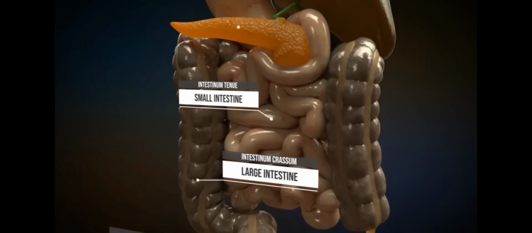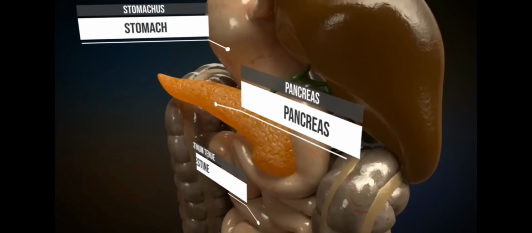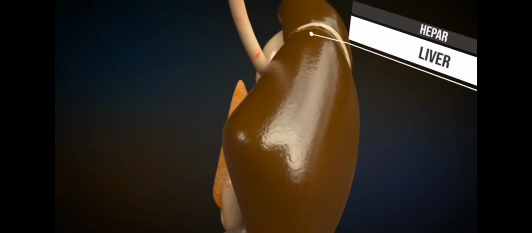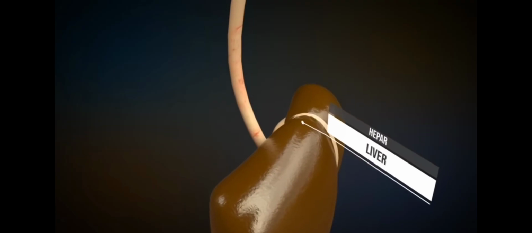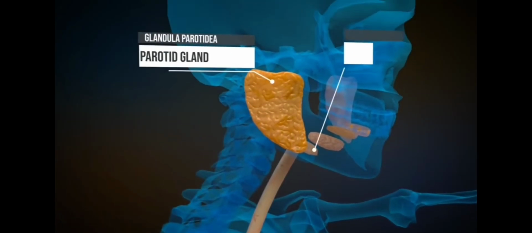Intestine, the small intestine, the pancreas, the stomach, also called gaster and ventriculus, and the liver with the gallbladder. The esophagus is also part of this system, as well as various salivary glands near the mouth.